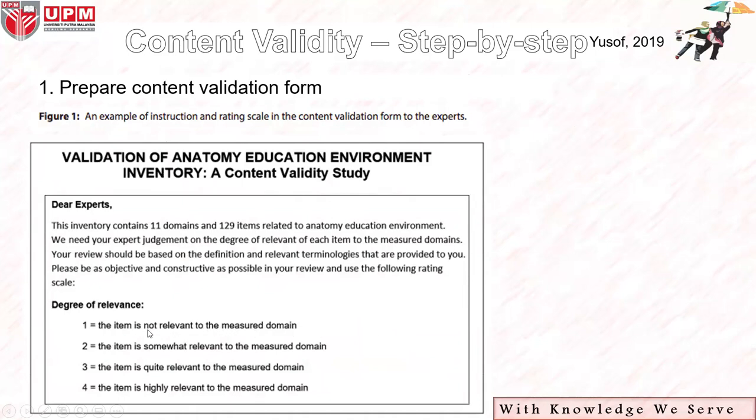For example, one, the item is not relevant to measure the domain. Two, the item is somewhat relevant to the measured domain. Three, the item is quite relevant to the measured domain. And four, the item is highly relevant to the measured domain. So this is the degree of relevancy.